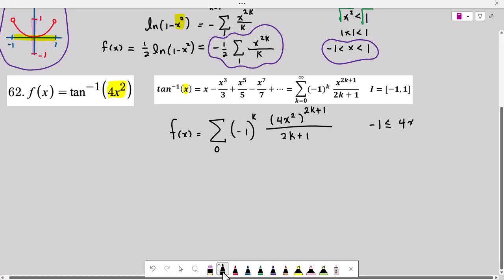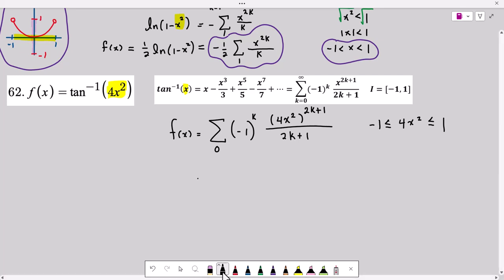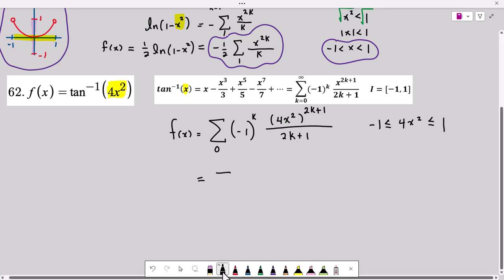So we also have to do it for the interval of convergence. So there's our new interval of convergence. We'll have to simplify that. So in here, we are left with the following. All we have is a power to a power. So we're going to have this 4 out in front. That's going to be raised to the 2k plus 1.